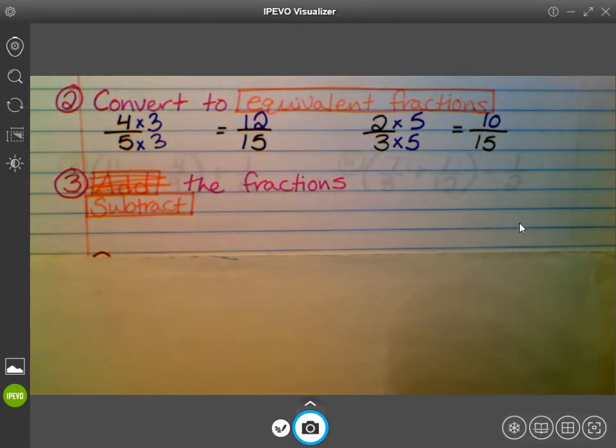Subtract those fractions. So go ahead, write them down, subtract them, circle your answer when you get it. Give me a thumbs up when you have an answer. Awesome.